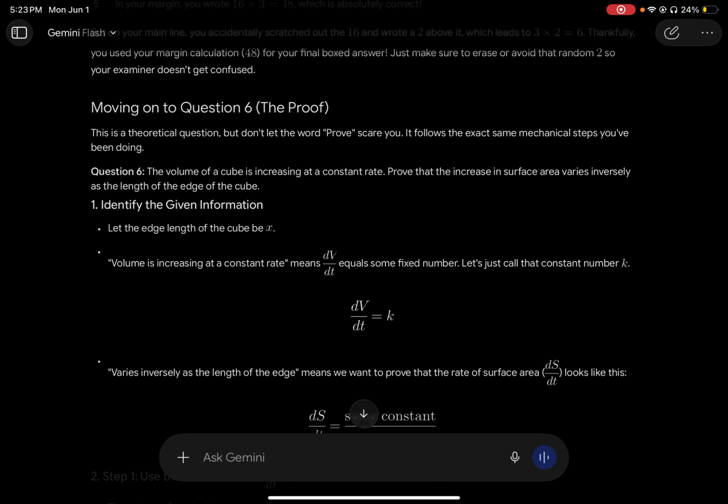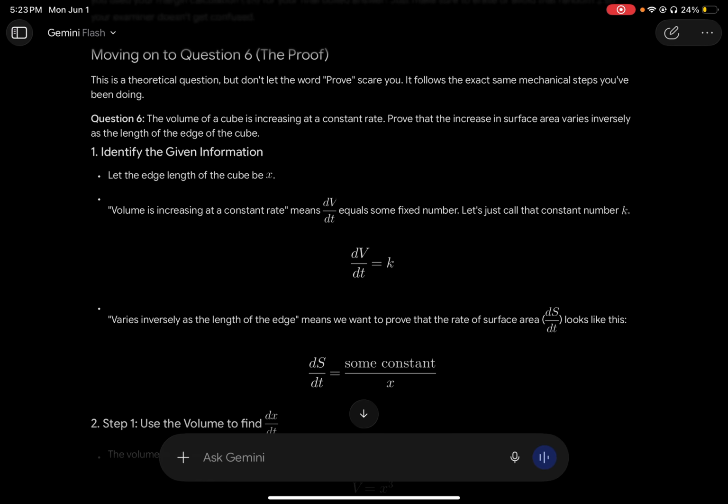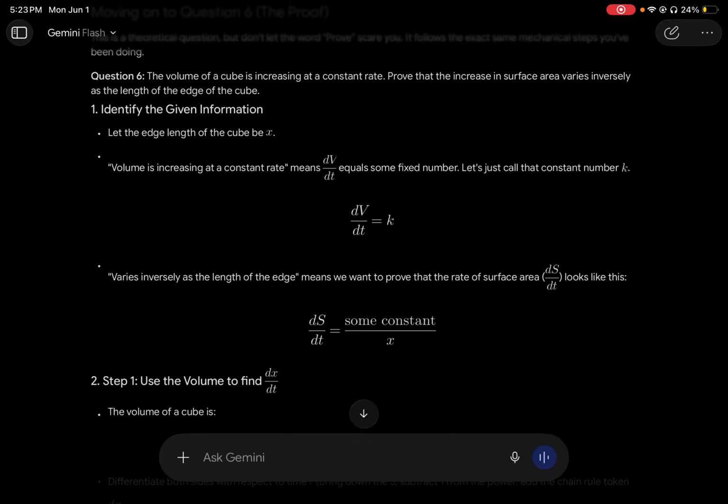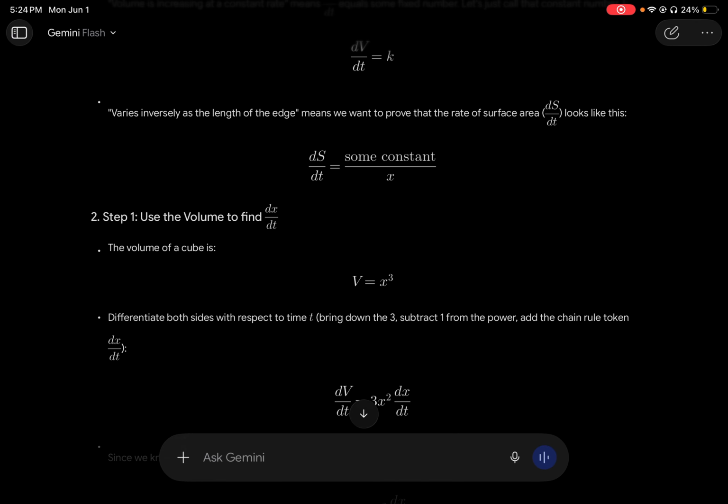All right, let's see what ChatGPT has to say. ChatGPT said, okay, volume is increasing at a constant rate, means dv by dt equals some number. This is called the constant number k. Okay, I'm gonna call it c. Varies inversely as the length of the edge. Means we want to prove that the rate of surface area looks like this. Yep, this should be increasing and this should be decreasing.